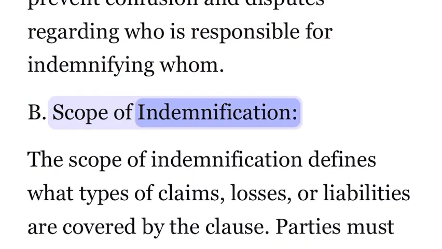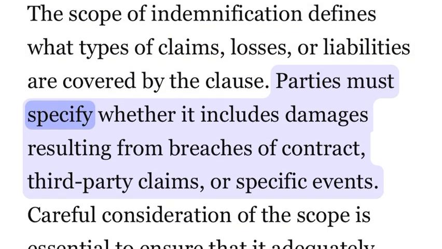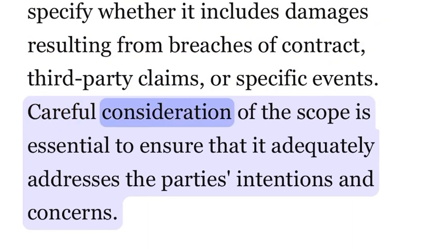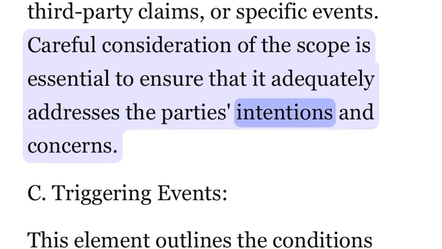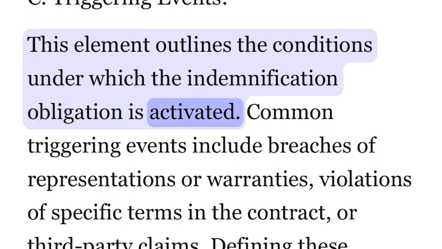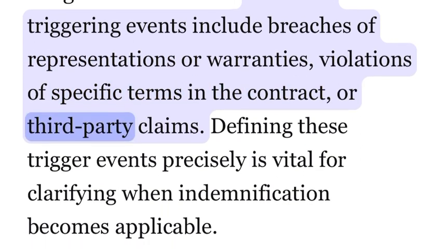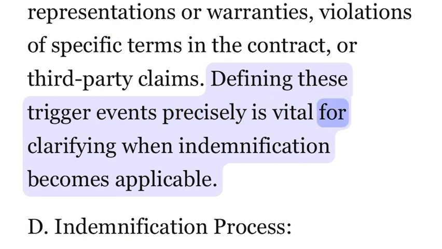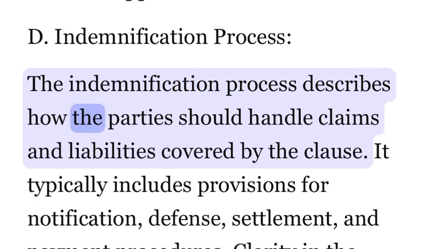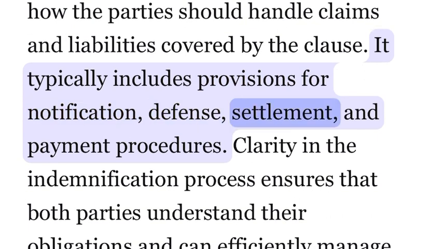B. The scope of indemnification. The scope of indemnification defines what types of claims, losses, or liabilities are covered by the clause. Parties must specify whether it includes damages resulting from breaches of contract, third-party claims, or specific events. Careful consideration of the scope is essential to ensure that it adequately addresses the parties' intentions and concerns. C. Triggering events. This element outlines the conditions under which the indemnification obligation is activated. Common triggering events include breaches of representations or warranties, violations of specific terms in the contract, or third-party claims. Defining these trigger events precisely is vital for clarifying when indemnification becomes applicable. D. Indemnification process. The indemnification process describes how the parties should handle claims and liabilities covered by the clause. It typically includes provisions for notification, defense, settlement, and payment procedures.